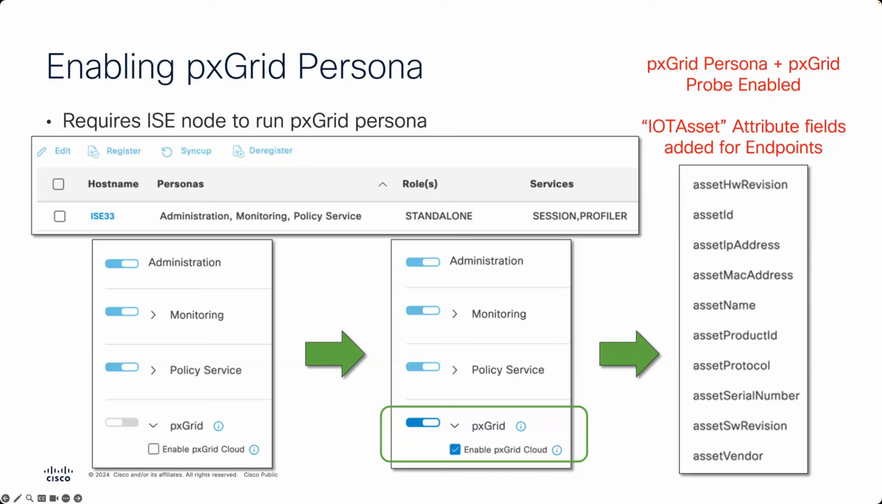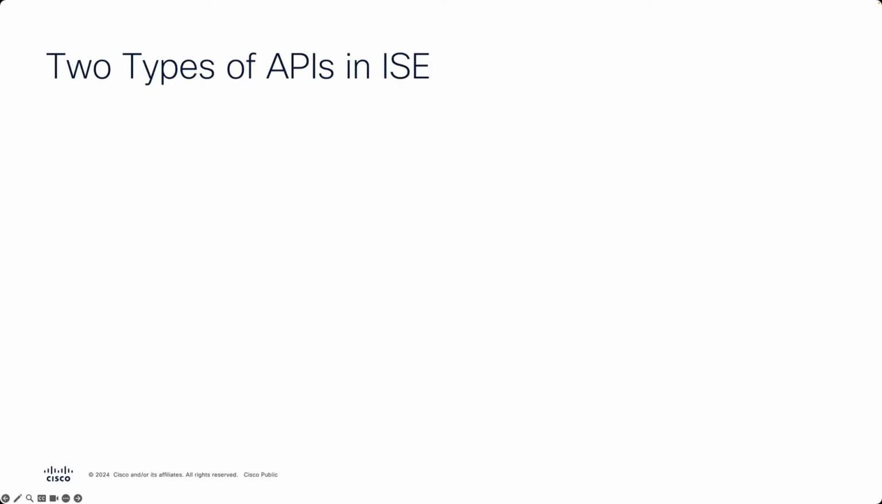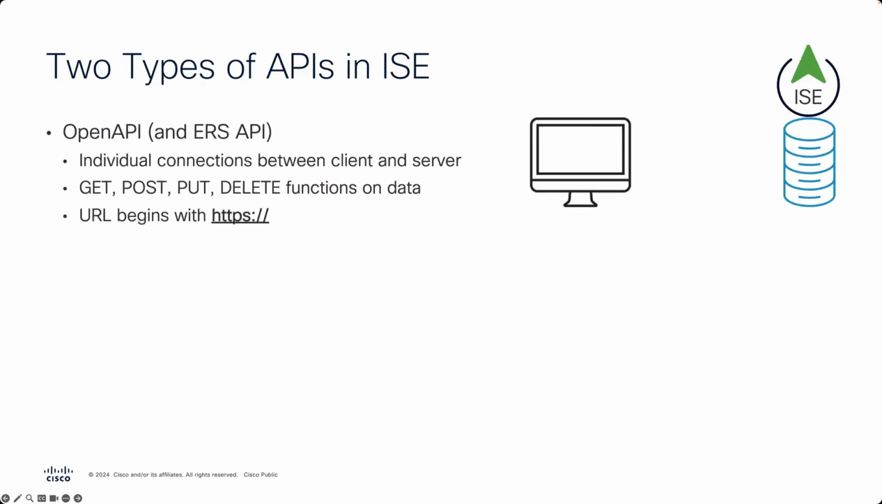Now, we know with these settings enabled, we have the best practices for our configurations and our probes. We can now start talking about how we are going to send data into ISE. So we're going to use ISE APIs. Now, there are two types of APIs within ISE. First, you have your open APIs, which are your traditional REST APIs. And these are your typical request response.